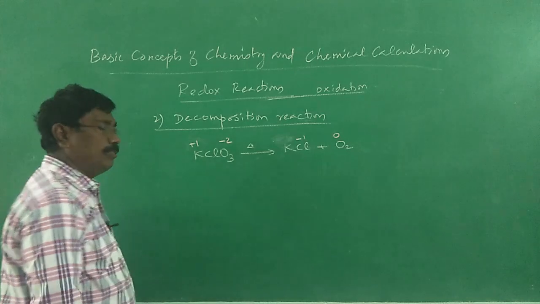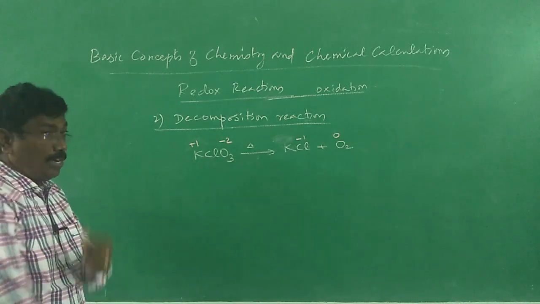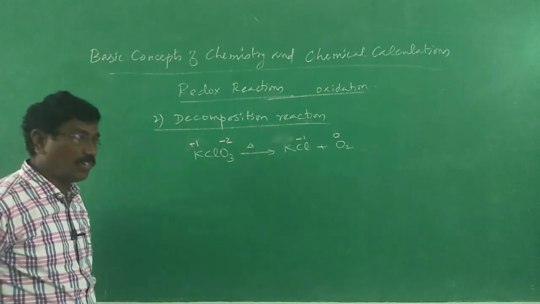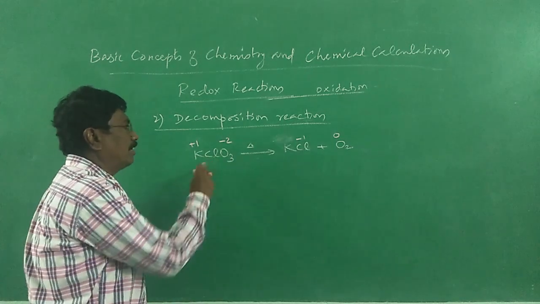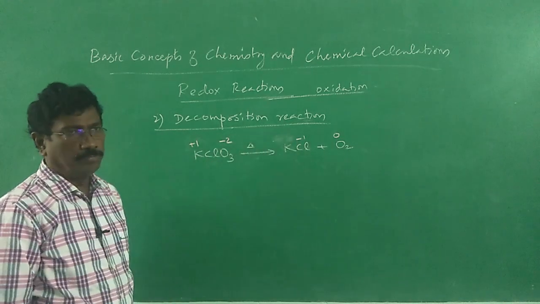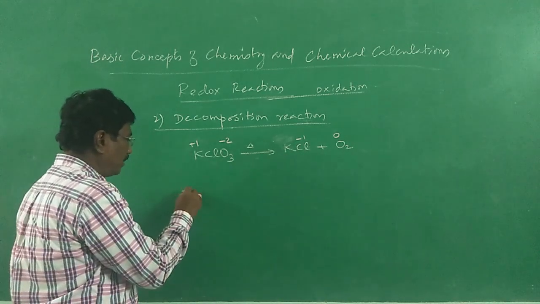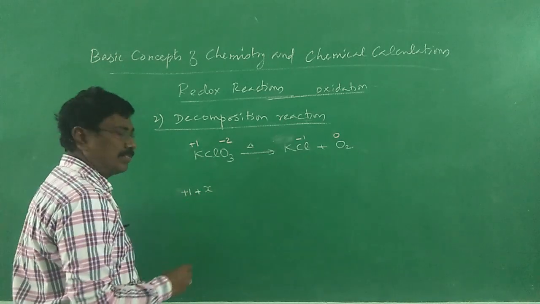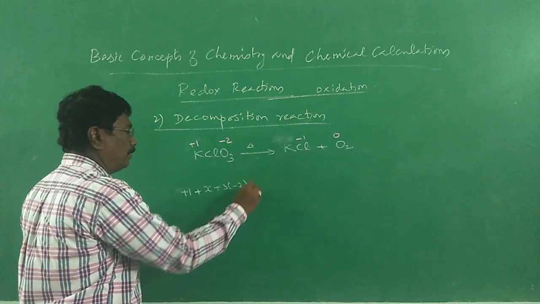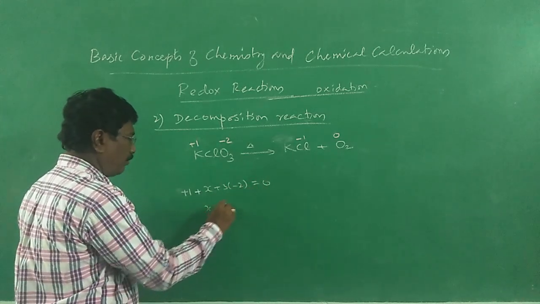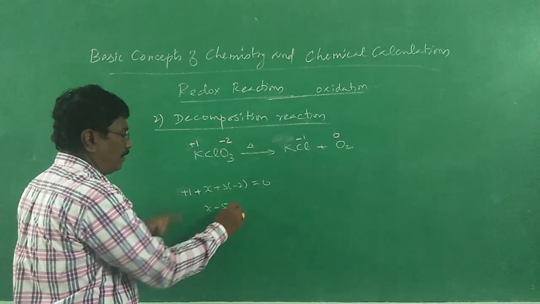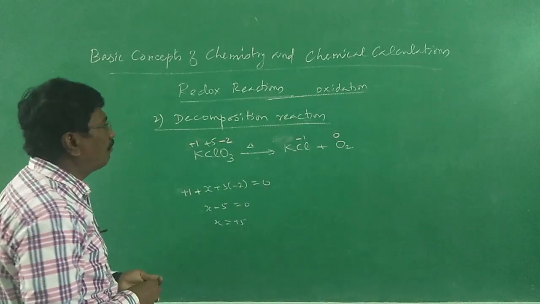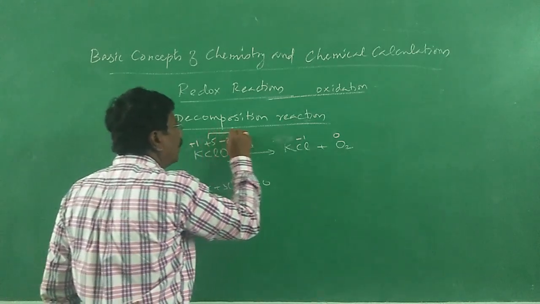What may be the oxidation state for chlorine? Usually halogens are -1. Fluorine is always -1, but other halogens may have different oxidation states. Even positive oxidation states are possible for chlorine. In a normal compound it is -1 only. But here potassium +1, chlorine we don't know, let it be X, 3 oxygen, 3 into -2, is equal to 0. So X plus 1 minus 6, total, is equal to 0. X is equal to +5. So chlorine from +5 oxidation state is reduced to -1.